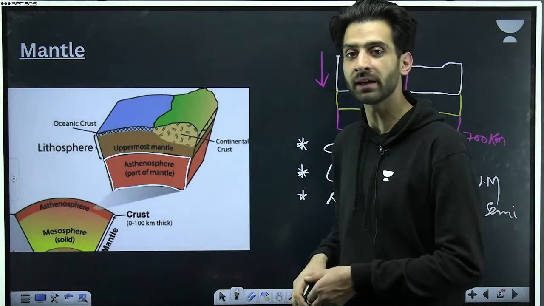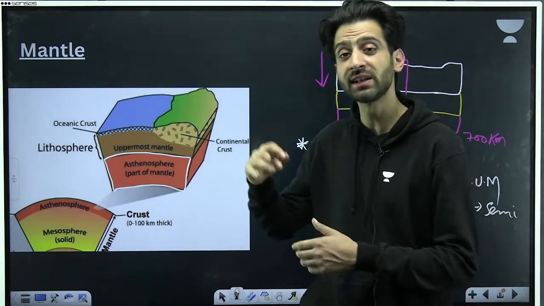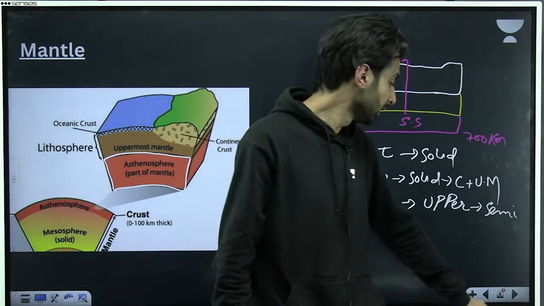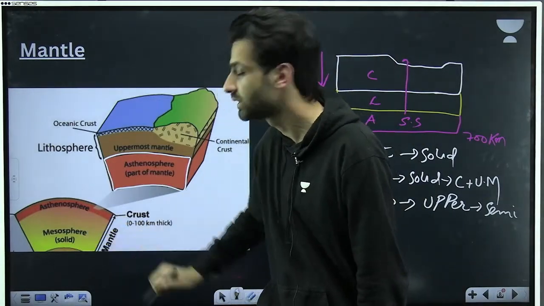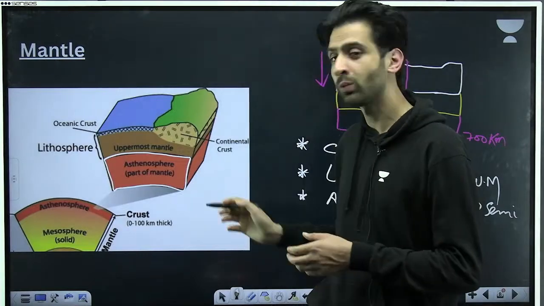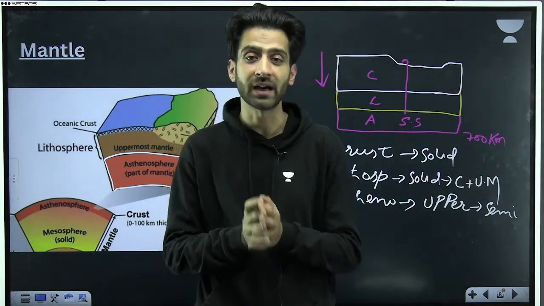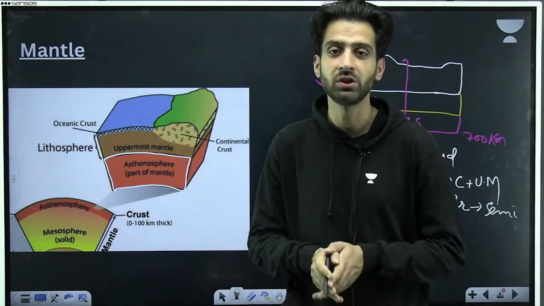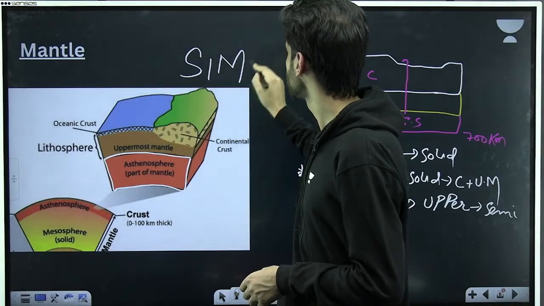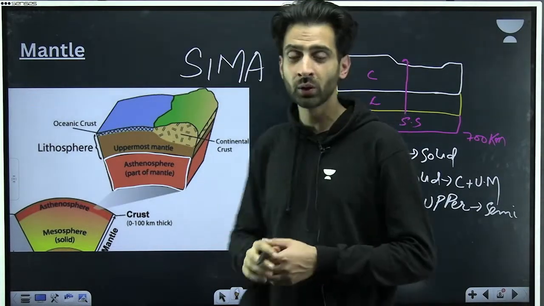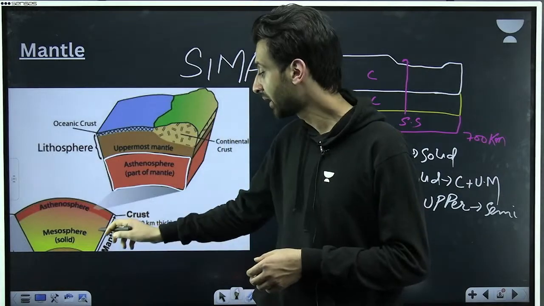Now we're going deeper and going towards the lower mantle, crossing the 700 kilometer boundary. And when you go to the lower mantle, it's also solid in shape. Very strange that one thing I missed here is that mantle comprises of silicon and magnesium. SiMa. Mantle is made up of SiMa. When we go deeper to the lower mantle, it's again solid.